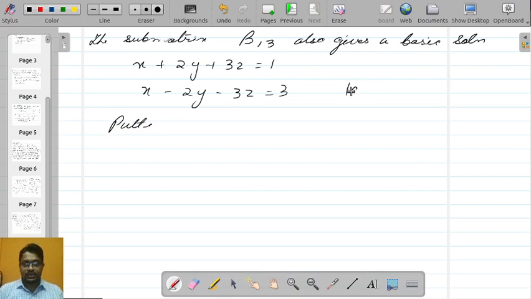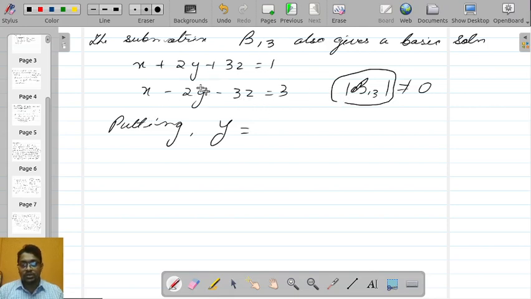We have seen that the determinant of B13 is non-zero. So we will equate the other variables to 0, the variables which are not associated with this submatrix. This submatrix is formed only by the first column and the third column, so the variable not associated with it is y. So we put y equal to 0. Putting y equal to 0, we get x plus 3z equal to 1, x minus 3z equal to 3. So we will solve it.